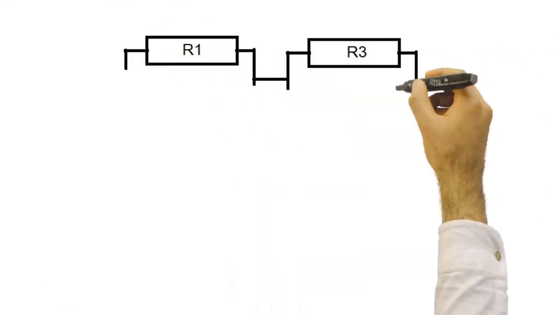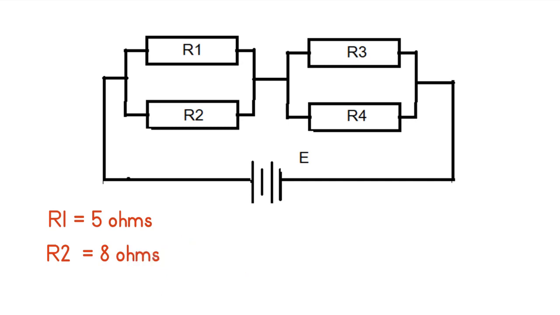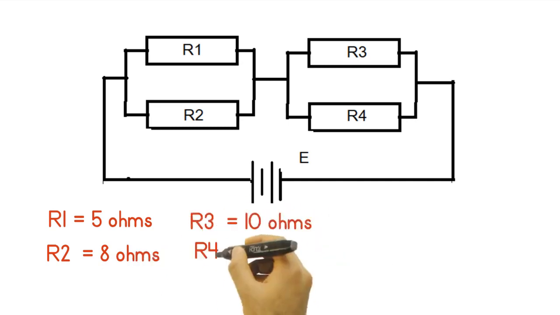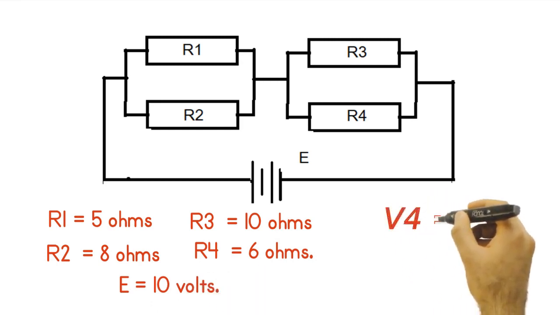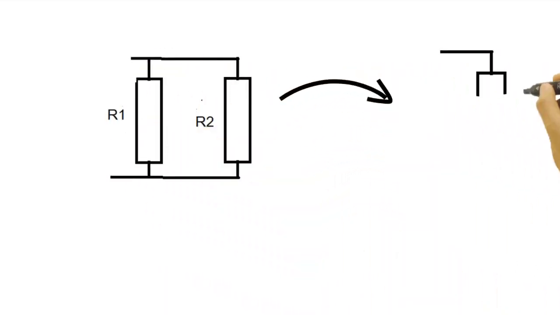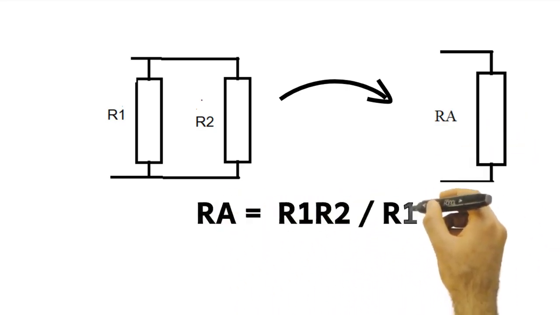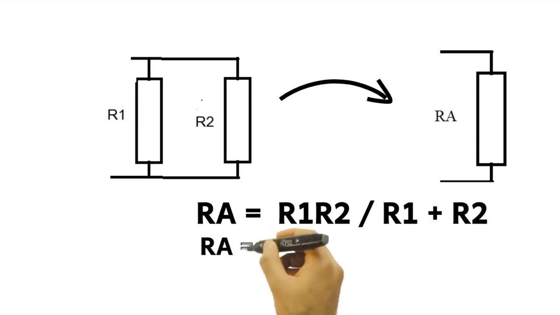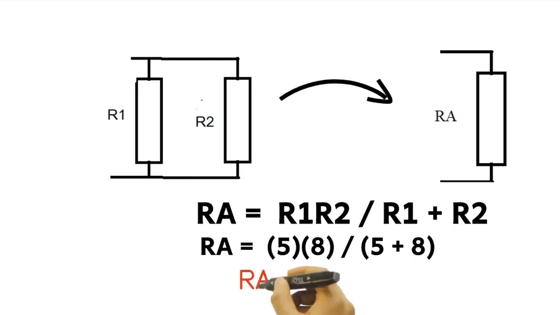In this example, R1 is 5 ohms, R2 is 8 ohms, R3 is 10 ohms, and R4 is 6 ohms. The supply voltage E is 10 volts. We are to find the voltage across R4. First, we get the equivalent resistance of R1 and R2 in parallel, which is RA. RA is R1 times R2 divided by R1 plus R2. RA is 5 times 8 over 5 plus 8 and RA is 3.08 ohms.